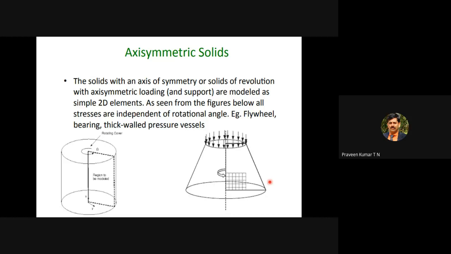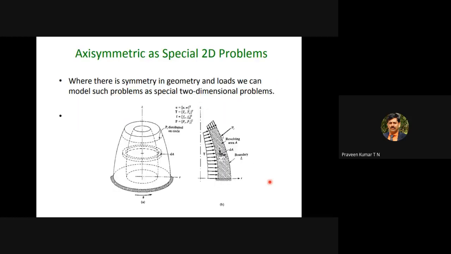Examples of axisymmetric bodies you can see in these figures. This is one more example for axisymmetry. It is subject to internal traction force T. You are going to derive the expression for the traction force. So instead of considering a complete solid, you are considering only a small portion of the solid. This is the z direction.